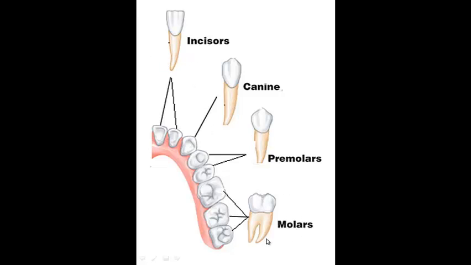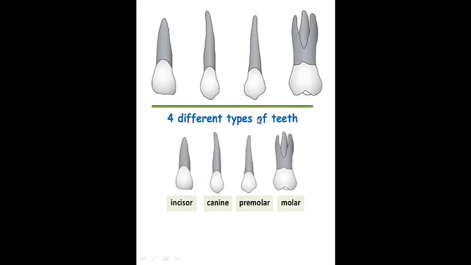But the only kind of teeth that has a lot of roots is the molars. This is how they look like inverted. 3 roots, which means this is the molar.